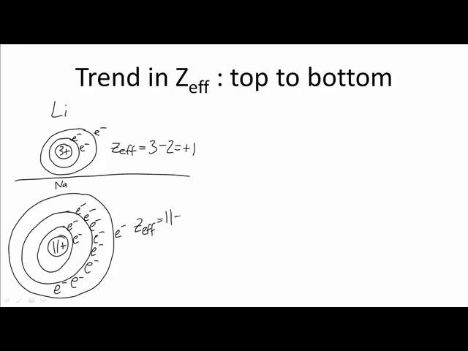would be 11 protons minus how many core electrons? 10. So from top to bottom, what happens to Z effective? Stays the same.